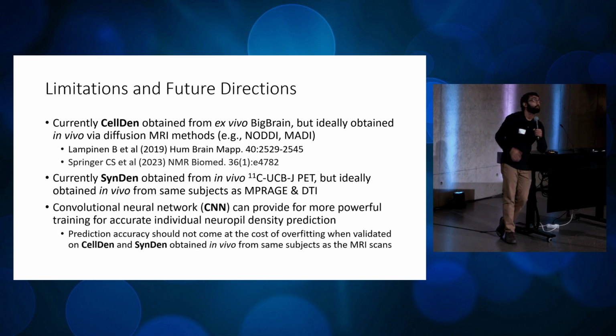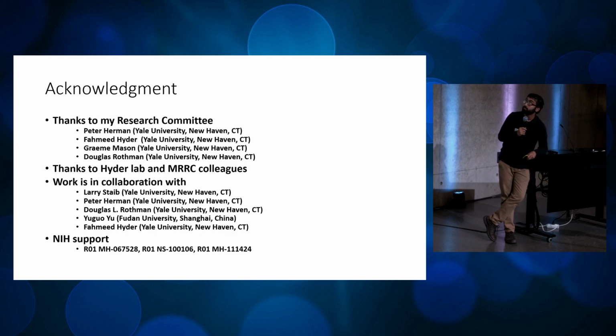And with a higher quality data set like this, presumably the prediction accuracy should not come at the cost of overfitting. So we can try to use more powerful neural networks, such as convolutional neural networks. The focus of the study was to look at the simplest network architecture that could give us reasonable results, and that seemed to be the shallow network with those predefined kernels. And finally, I'd like to acknowledge my research committee, the Hyder Lab, and the co-authors on the study.